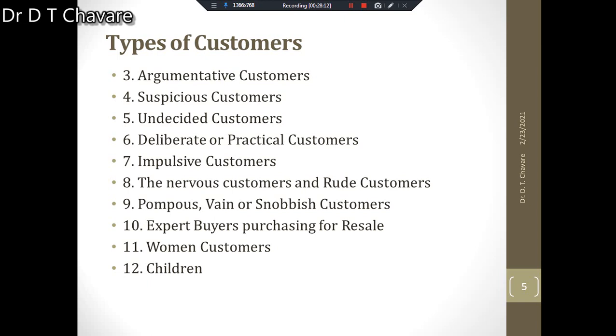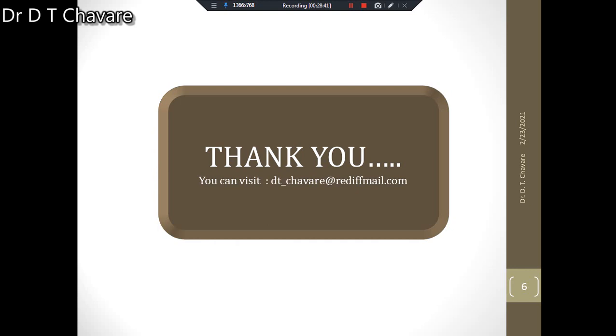And the last type given here is the child customer. They love to handle the products. Children love to handle the products and like colorful and new products. They are emotionally delicate. That's why such type of customers you should handle carefully. Be truthful and friendly with such type of customers. These are the various types of customers.